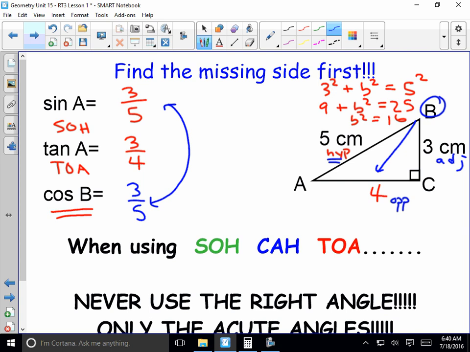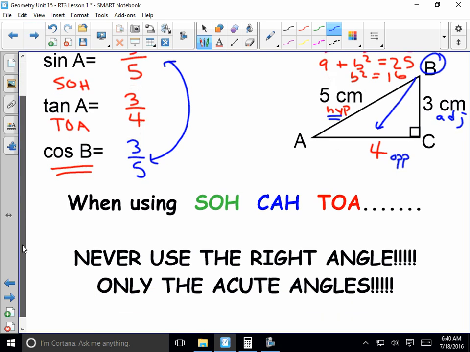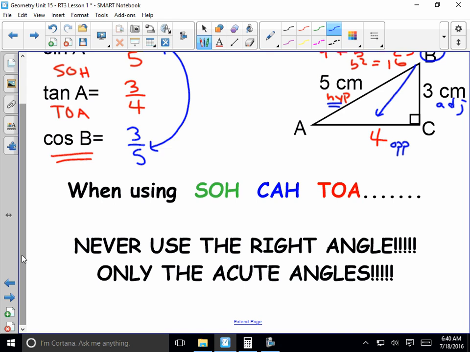Okay, notice some of these relationships, and that's an important piece. The sine of angle A is equal to the cosine of angle B. Okay, now, one thing that we want to remember, one of our basic rules: never use the right angle. You're only using the acute angles in these situations.